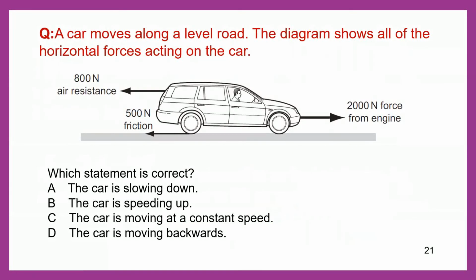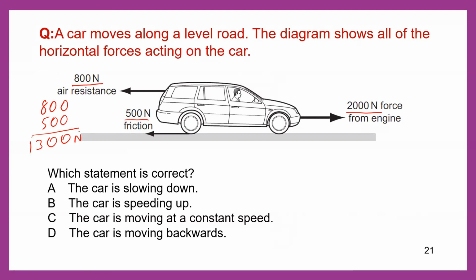A car moves along a level road. The diagram shows all of the horizontal forces acting on the car. Which statement is correct? Now, we have to look at the forces. The force from the engine is 2,000 newtons, and air resistance is 800 newtons. And the force of friction is 500 newtons. So we can add up these forces, 800 newtons and 500 newtons. So the sum of these two forces is 1,300 newtons.